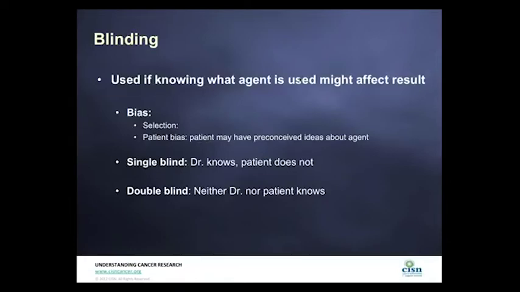Single blind, the doctor knows, but the patient doesn't. And double blind, neither the doctor nor the patient knows. So that's what blinding is.